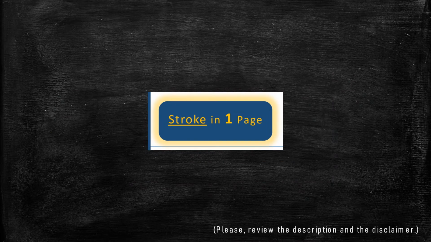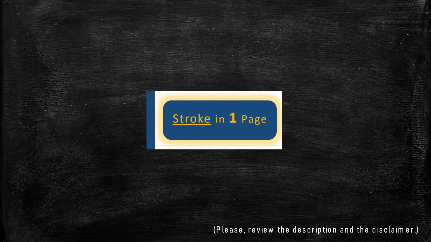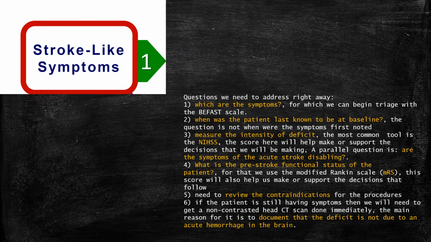Once we identify that the patient is having stroke-like symptoms, there are several key questions we need to address right away. Which ones are the symptoms? We can triage beginning with BE-FAST scale. Next is to figure out when the patient was last known to be at baseline. The question is not when were the symptoms first noted.